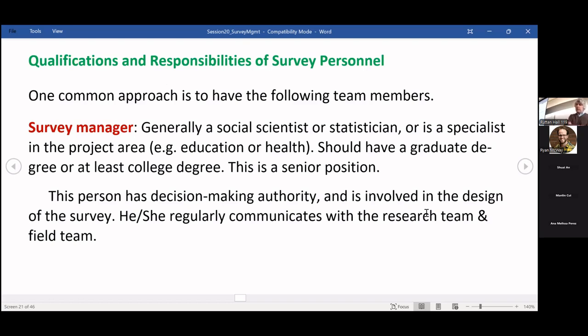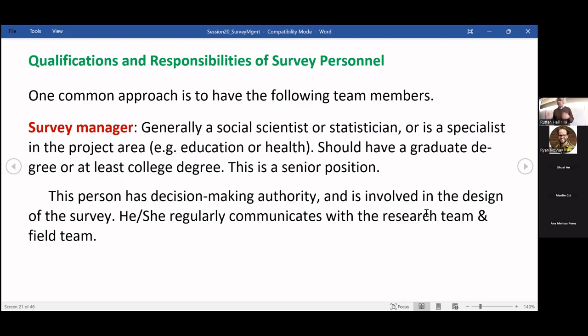So now this is going to get maybe into more details than you want to see. What are the positions we talked about? A survey manager, a data manager. Ideally, if you've got a big budget, you can hire some highly qualified people. So the survey manager should be a social scientist or statistician, the kind of statistician who collects data, not the kind who does statistical theory or something like this. Okay. Or some kind of specialist in the area. They should ideally have a college degree, and hopefully a graduate degree.